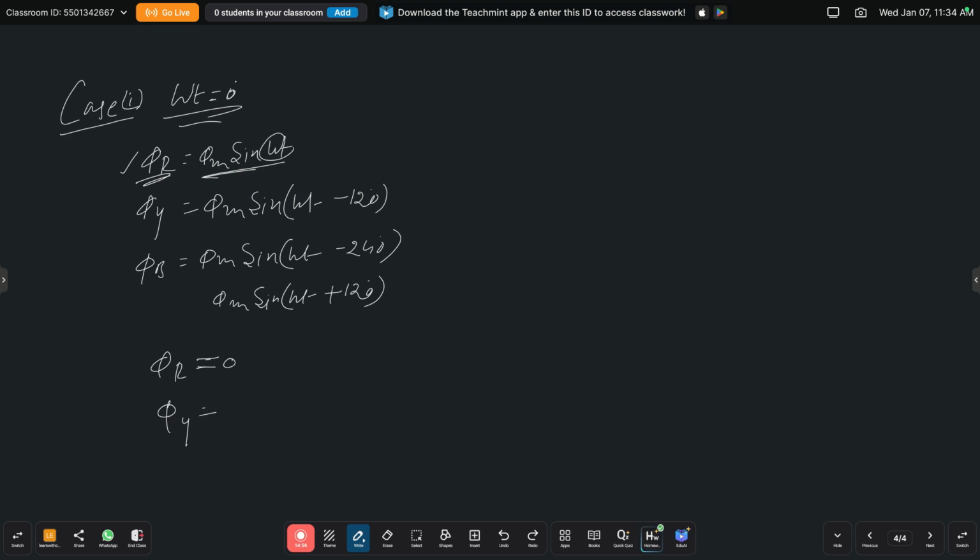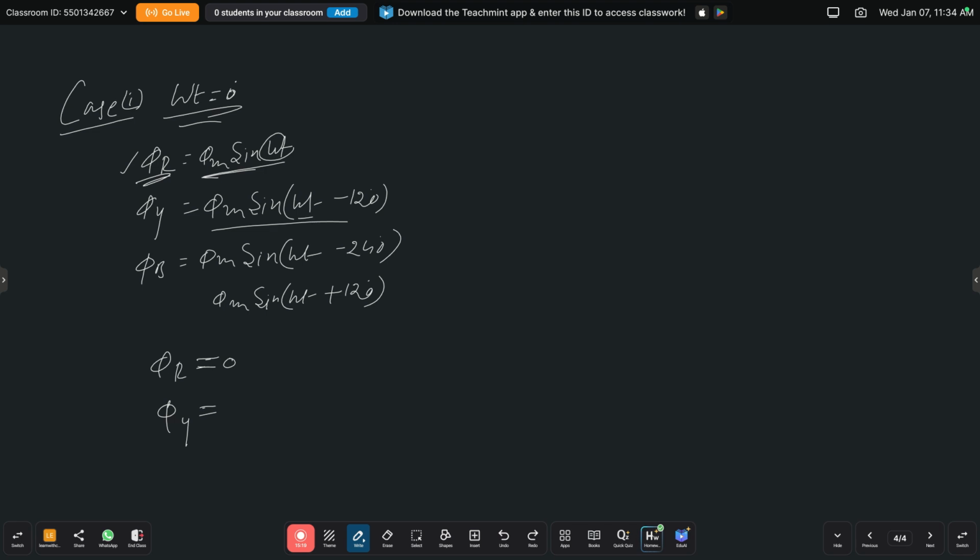Substitute omega t equal to 0 in the second equation. This is φm sin of minus 120. From this value we will get minus φm sin 120. Bring the minus sign here, minus φm sin 120. We can write sin 120 as sin of 90 plus 30.